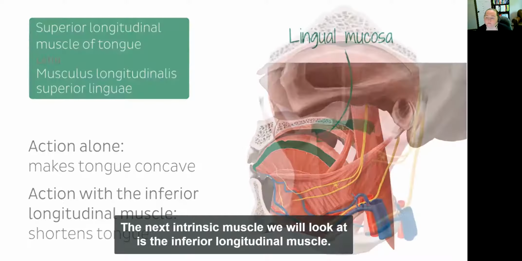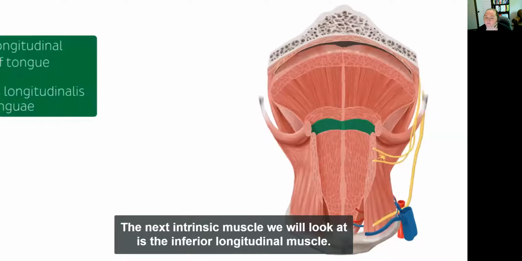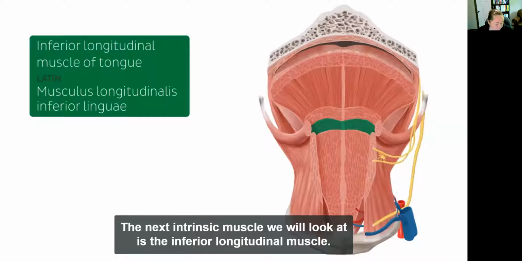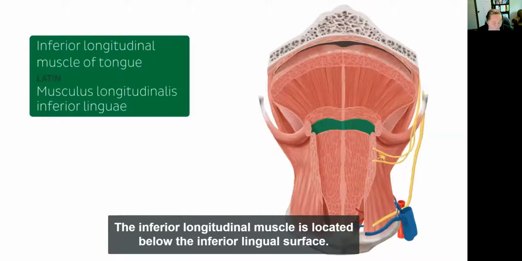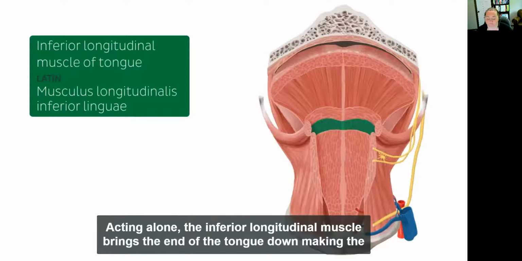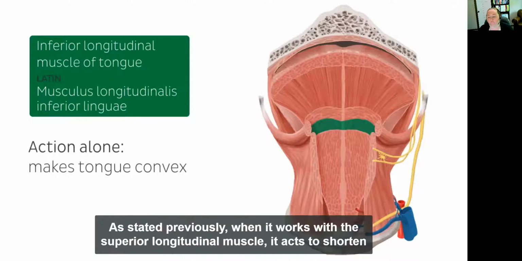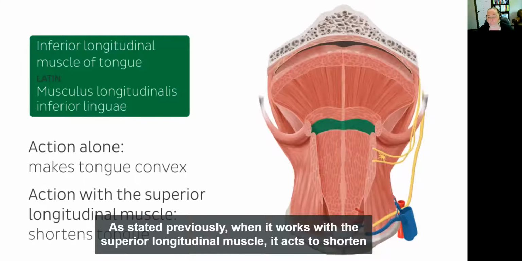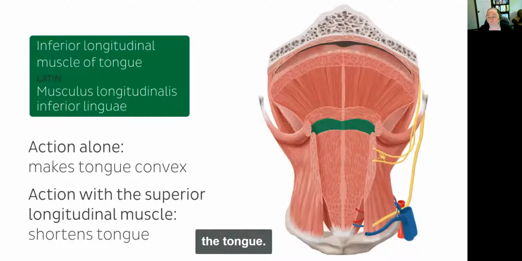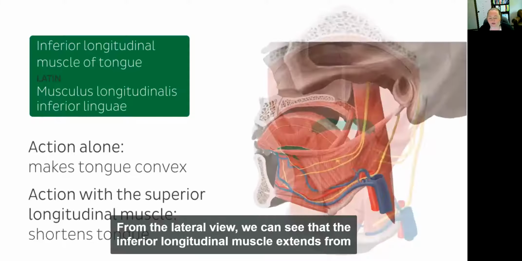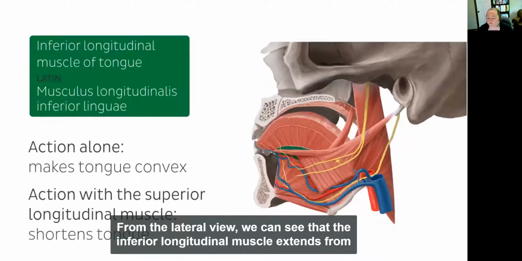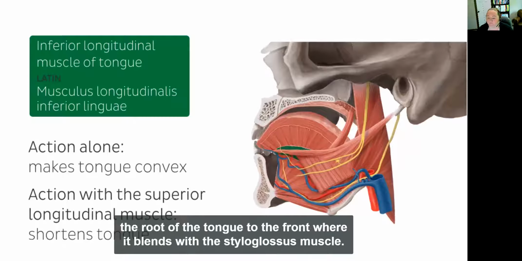The next intrinsic muscle we will look at is the inferior longitudinal muscle. The inferior longitudinal muscle is located below the inferior lingual surface. Acting alone, the inferior longitudinal muscle brings the ends of the tongue down, making the tongue a convex shape. As stated previously, when it works with the superior longitudinal muscle, it acts to shorten the tongue. From the lateral view, we can see that the inferior longitudinal muscle extends from the root of the tongue to the front, where it blends with the styloglossus muscle.